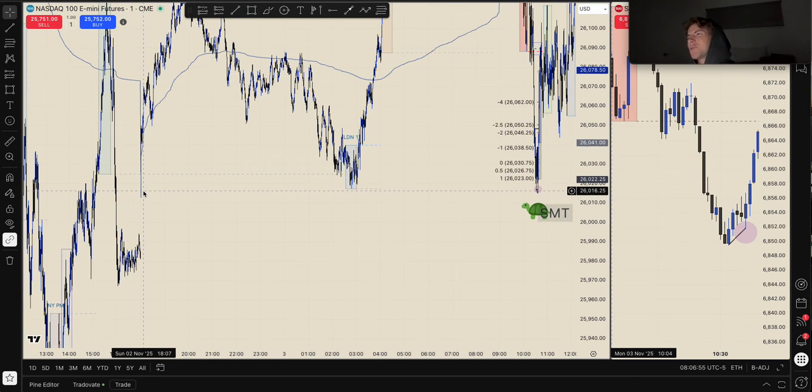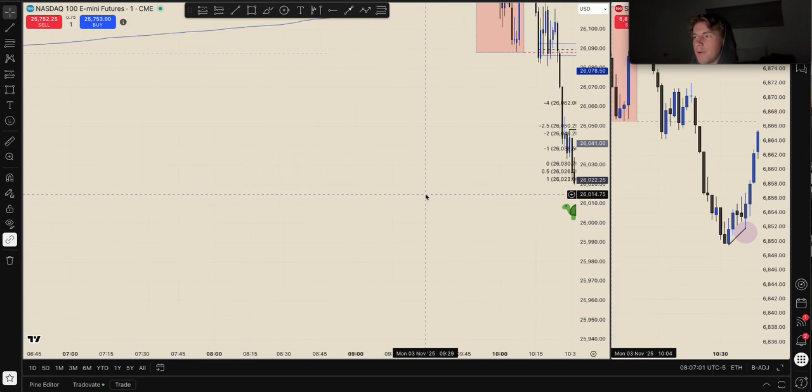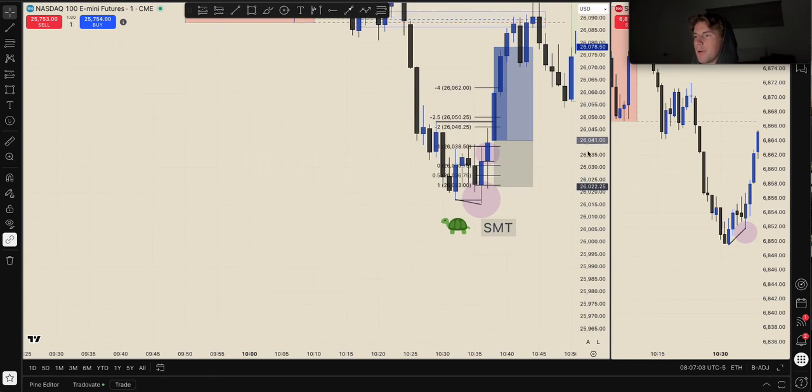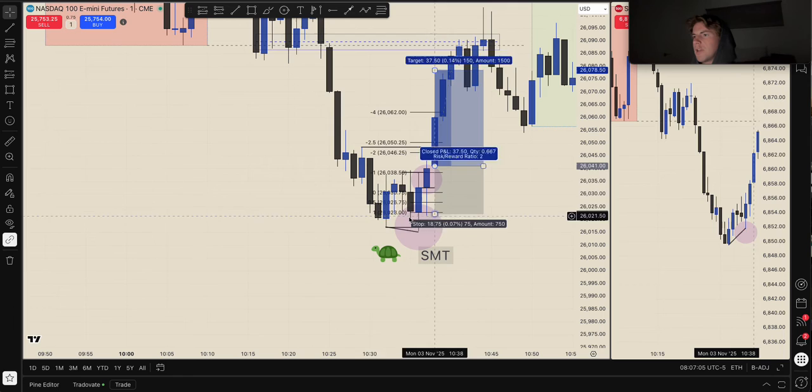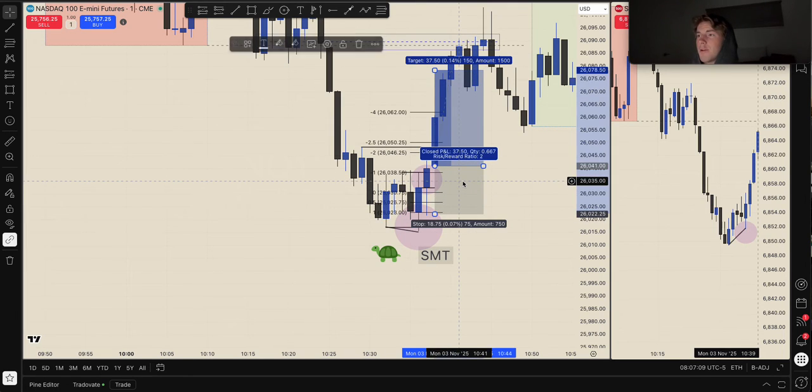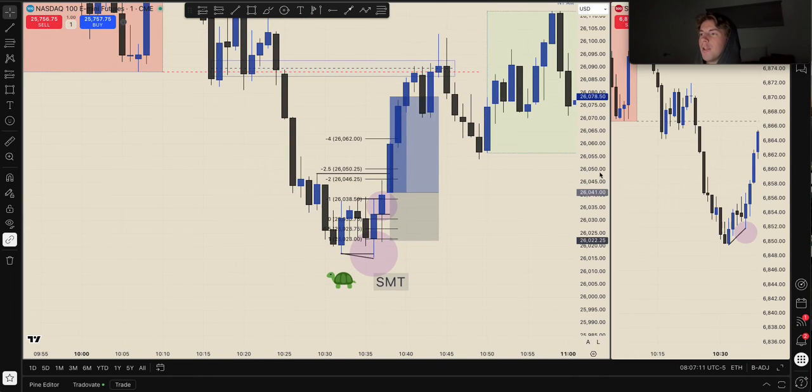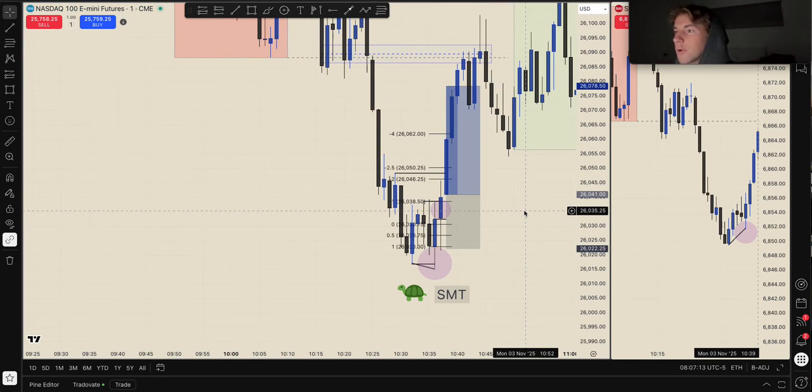Look what we tapped into, boys. That is a bread and butter right there. If you want to see what a bread and butter looks like, that's a bread and butter right there. Manipulation, order block entry, and for me, there you go. I've literally just given you a model right there. That is an OP model. This wasn't even meant to be a model video, but I've just given you a model.